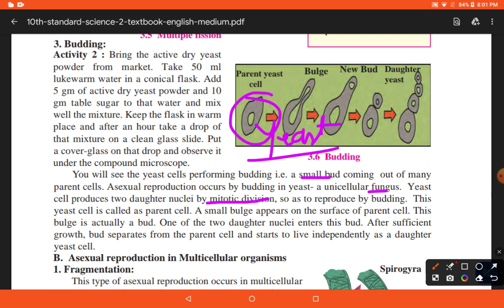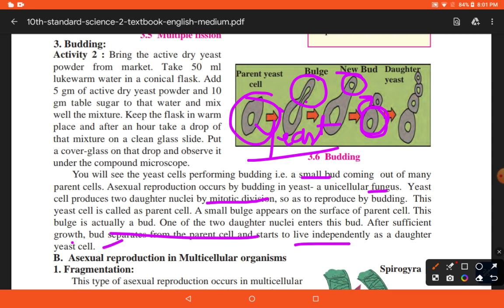A bulge will appear. This is a bulge, right? Further, it will form a bud here in this case. And then, what will happen? The parent yeast will supply the nutrients to the bud. And after the bud is mature enough to go out and live independently, it will come out, and then after sufficient growth, the bud will separate and live independently as a daughter yeast cell.